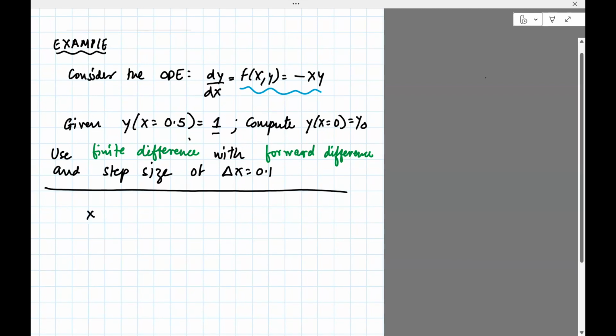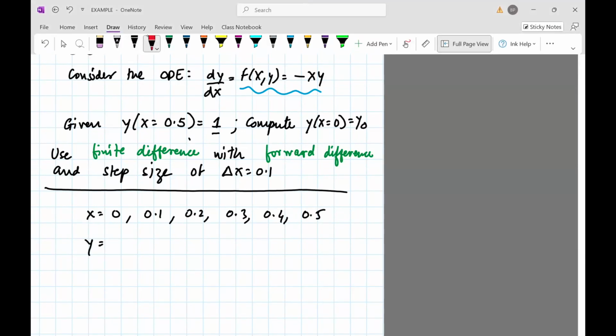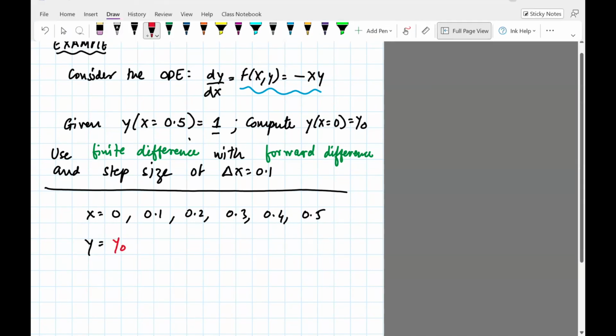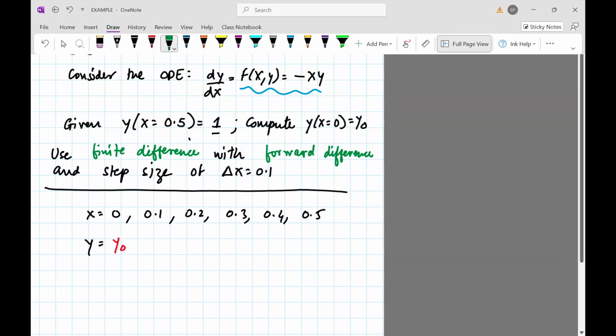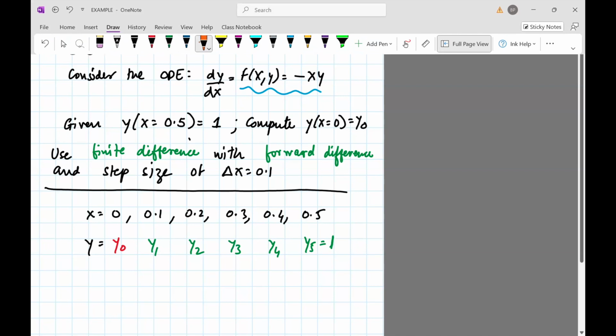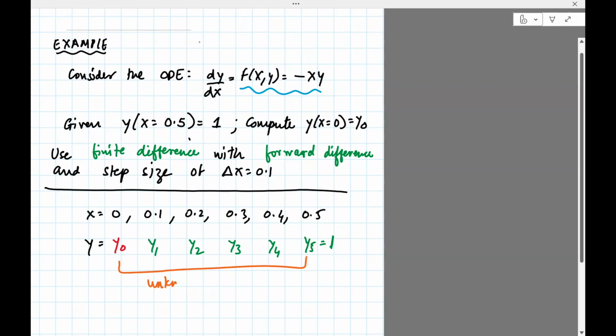So x equals 0, 0.1, 0.2, 0.3, 0.4, 0.5. Okay, y values. Now this is where the method will differ. In case of the shooting method, y0 was the unknown, but here we'll create more unknowns: y1, y2, y3, y4, and y5, by the way, is known. It's just 1. So these are going to be my unknowns.